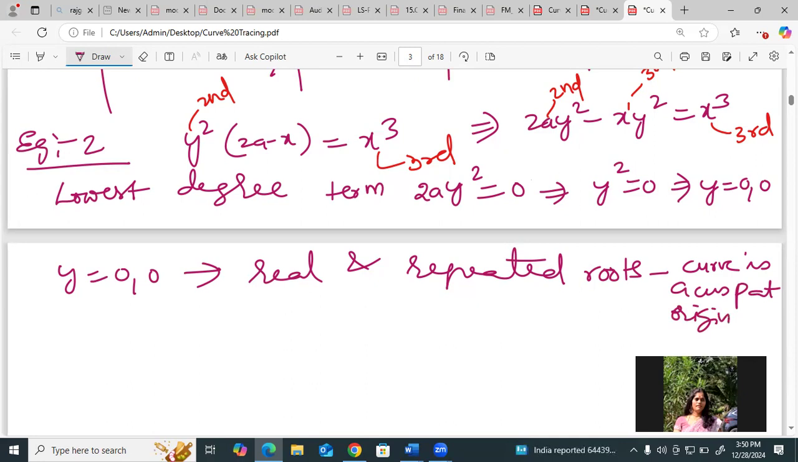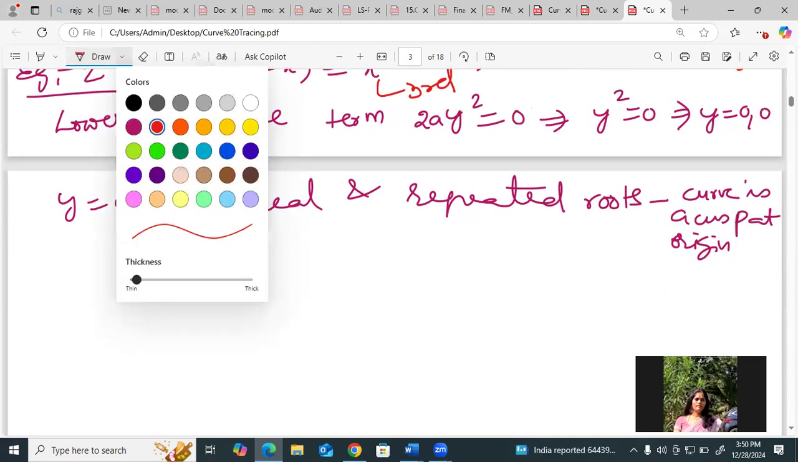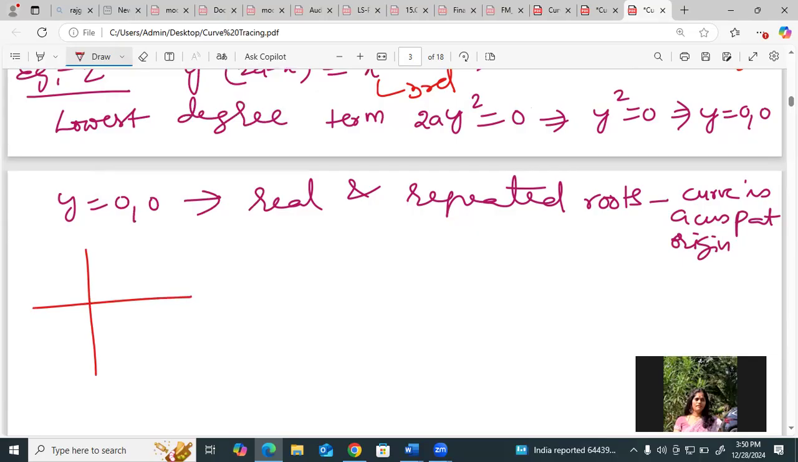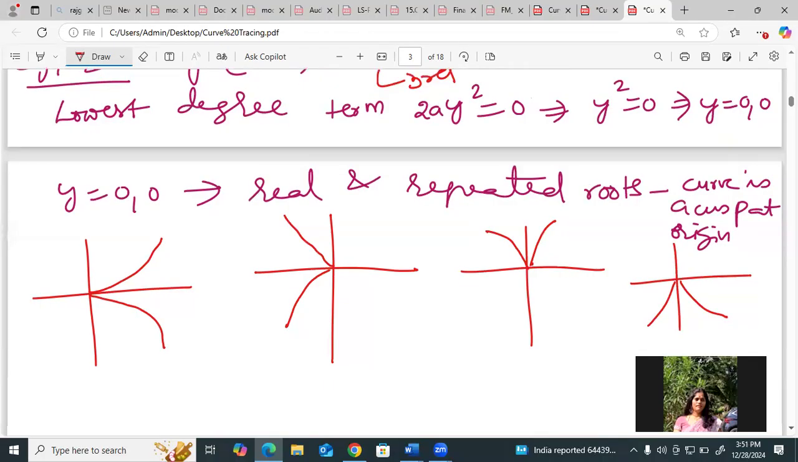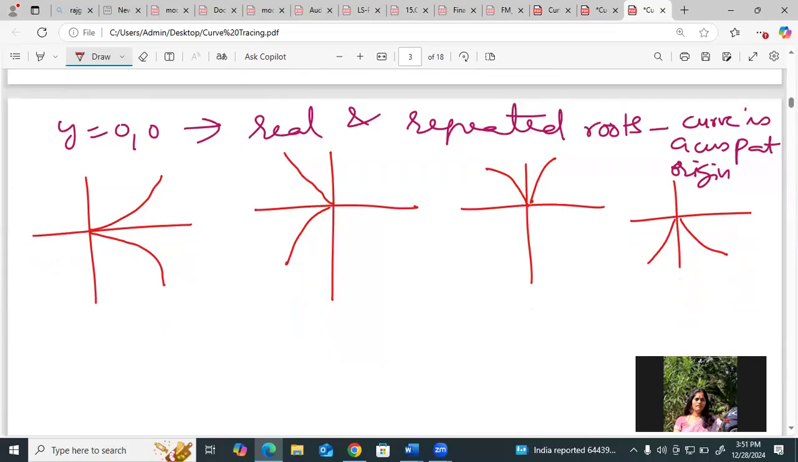Now let me show you the basic shape of the cusp. See, cusp means something like this. Now you can ask me, ma'am, why is it towards the positive x-axis? No. It can be towards the negative x-axis. It can be towards the positive y-axis. It can be towards the negative y-axis as well. Then how do I decide which axis it is? I will decide this depending on the asymptote.